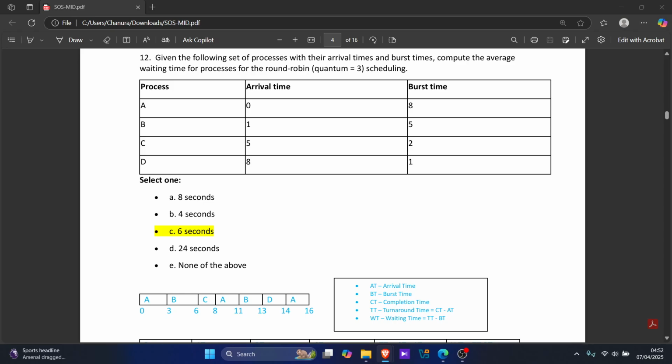Process A, arrival 0, burst 8. Process B, arrival 1, burst 5. Process C, arrival 5, burst 2. Process D, arrival 8, burst 1. The waiting time for each process is the total time the process spends waiting in the ready queue.